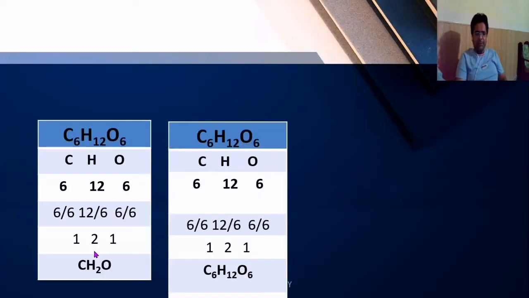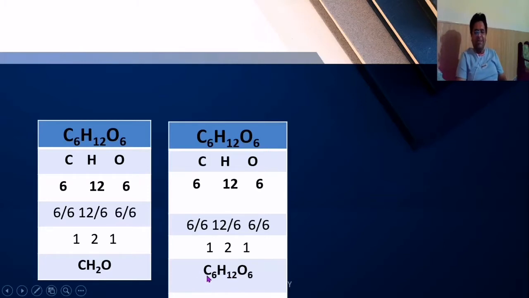Dear students, as the formula of glucose is given, in glucose there are 6 carbon atoms, 12 hydrogen atoms and 6 oxygen atoms. For the simplest ratio, 6 divided by 6, 12 by 6, 6 by 6, we get 1 to 2 to 1. So this one will be the empirical formula of glucose, and this one will be the molecular formula of glucose.